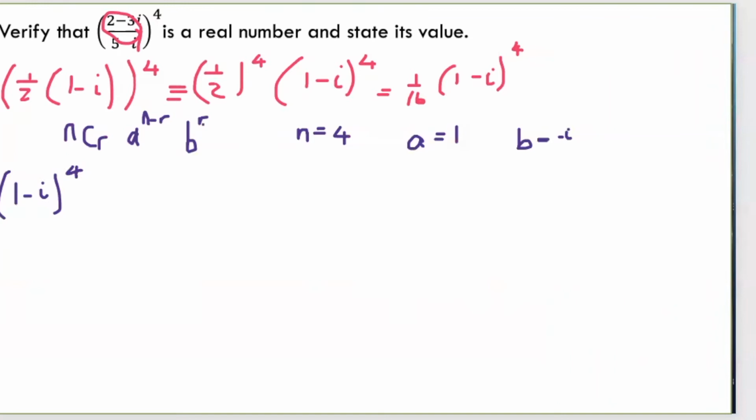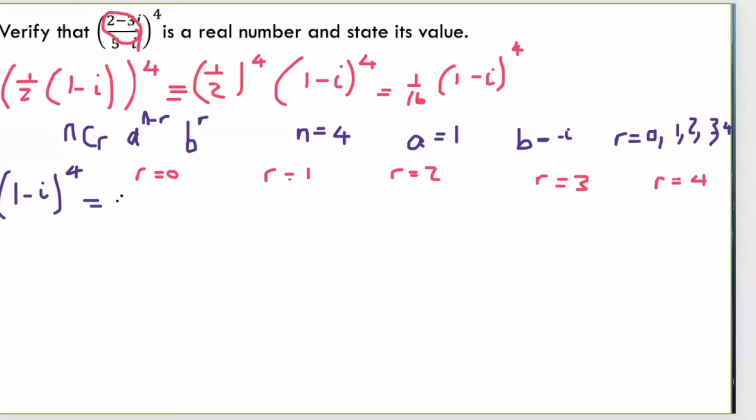r starts from 0 and it stops at n. So r will be 0, 1, 2, 3, and 4. So we are going to substitute these values and letter i, which is a complex number, into the binomial formula. So we'll be substituting r equals 0, then r equals 1, then r is equal to 2, followed by r is equal to 3, and finally r is equal to 4. So let's start with r equals 0.